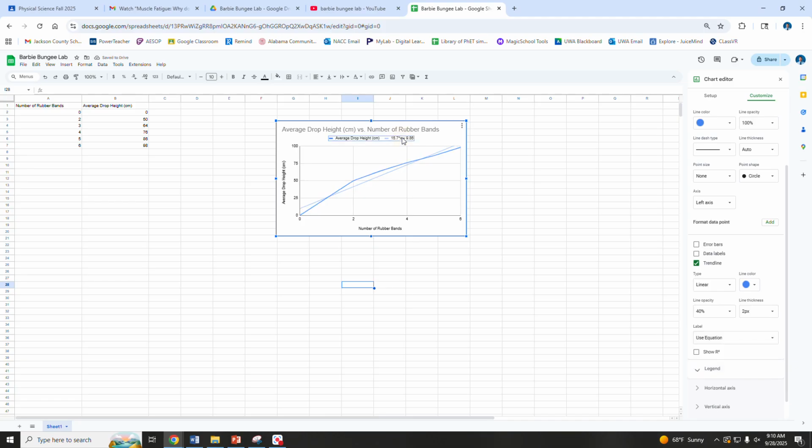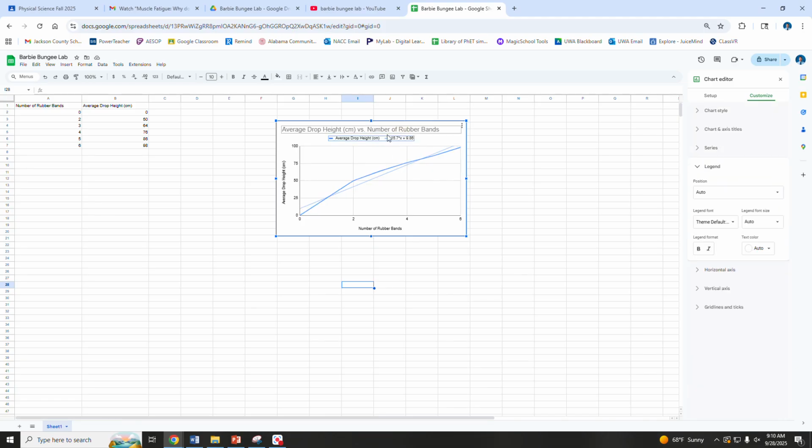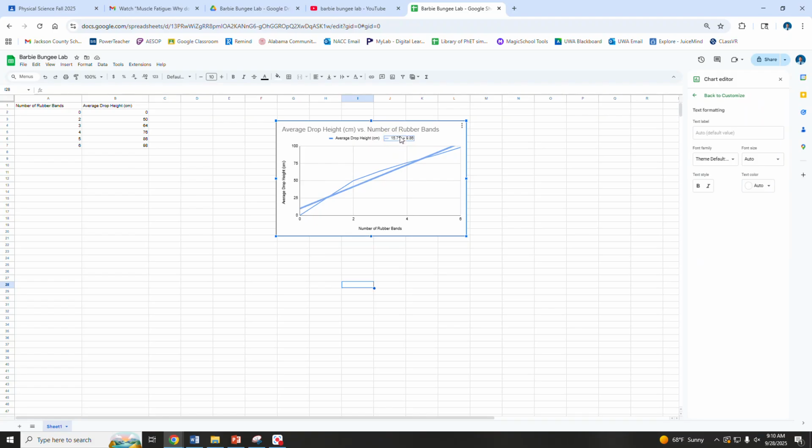Now that right there is going to be my equation for my line. That little light line there in the back, that's the best fit line, or line of best fit. And in our Bungee lab, in our procedure, it tells us to insert a line of best fit. Well, that's what I did when I clicked trend line over there. So now we have 15.7 x plus 9.86. So that is my y is equal to mx plus b equation.